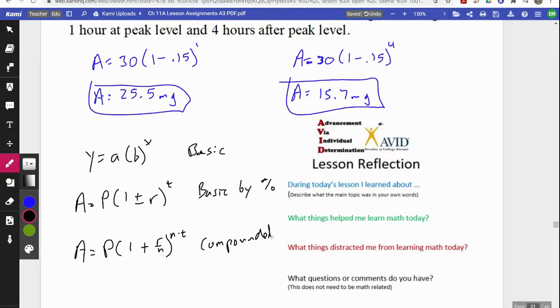Okay, in the next video, we'll see the other compounded formula that does not look like these necessarily, but it is also compounded continuously. All right, I hope this video helped, and good luck.